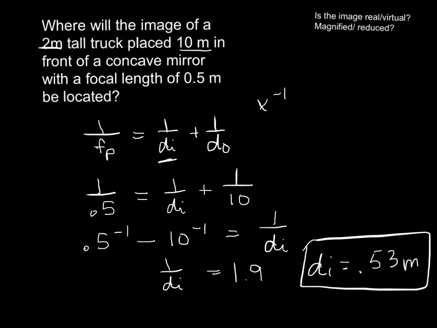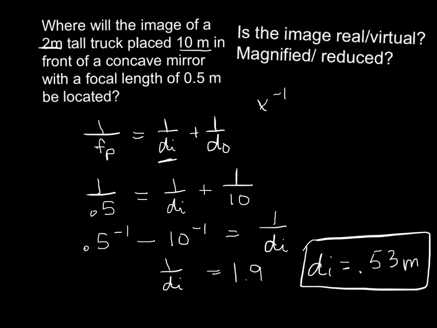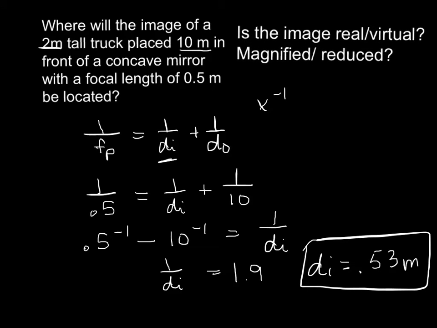If we put a screen at 0.53 meters, or 53 centimeters, in front of our mirror, we should actually be able to see our car on the screen. So, is this image real or virtual? Okay, we know that it is real because it's positive. Since this is a positive 0.53 meters, this is a real image.